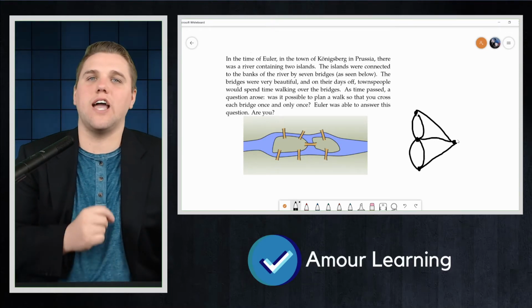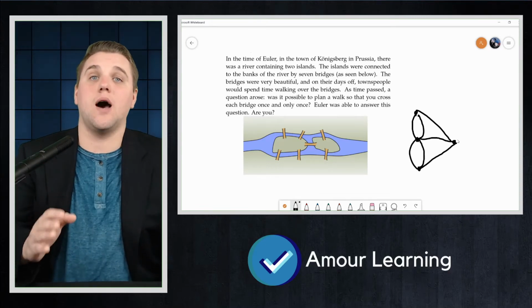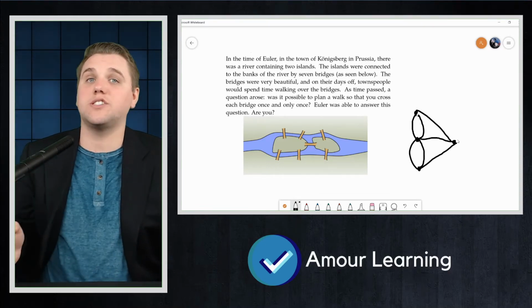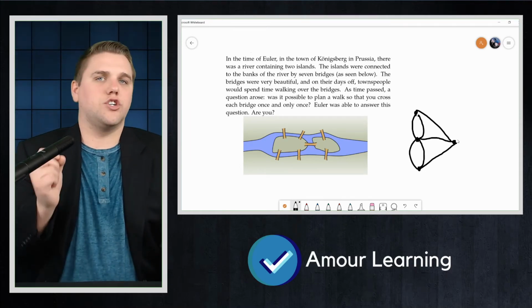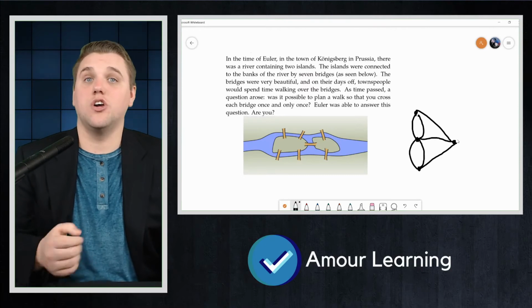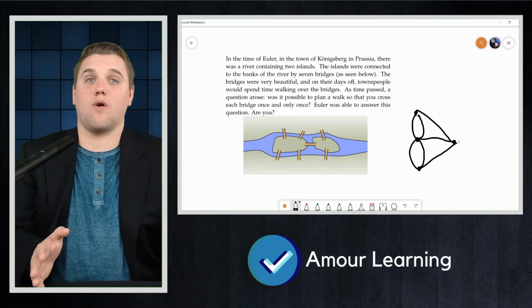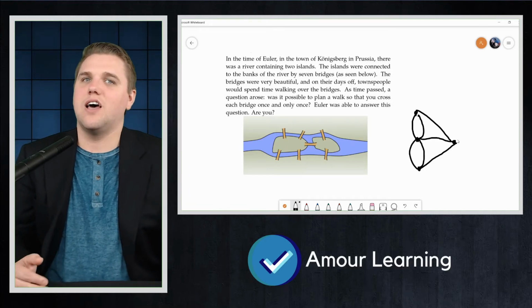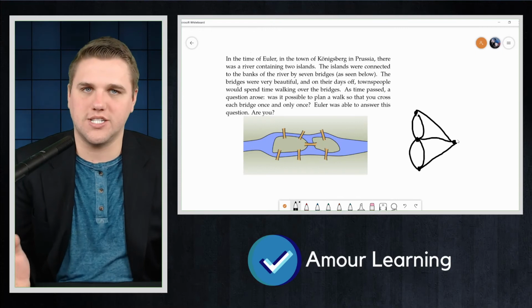Pictures like the dot and line drawing are called graphs. Graphs are made up of a collection of dots called vertices and lines connecting those dots called edges. When 2 vertices are connected by an edge, we say they are adjacent. The nice thing about looking at graphs instead of pictures of rivers, islands, and bridges is that we now have a mathematical object to study.